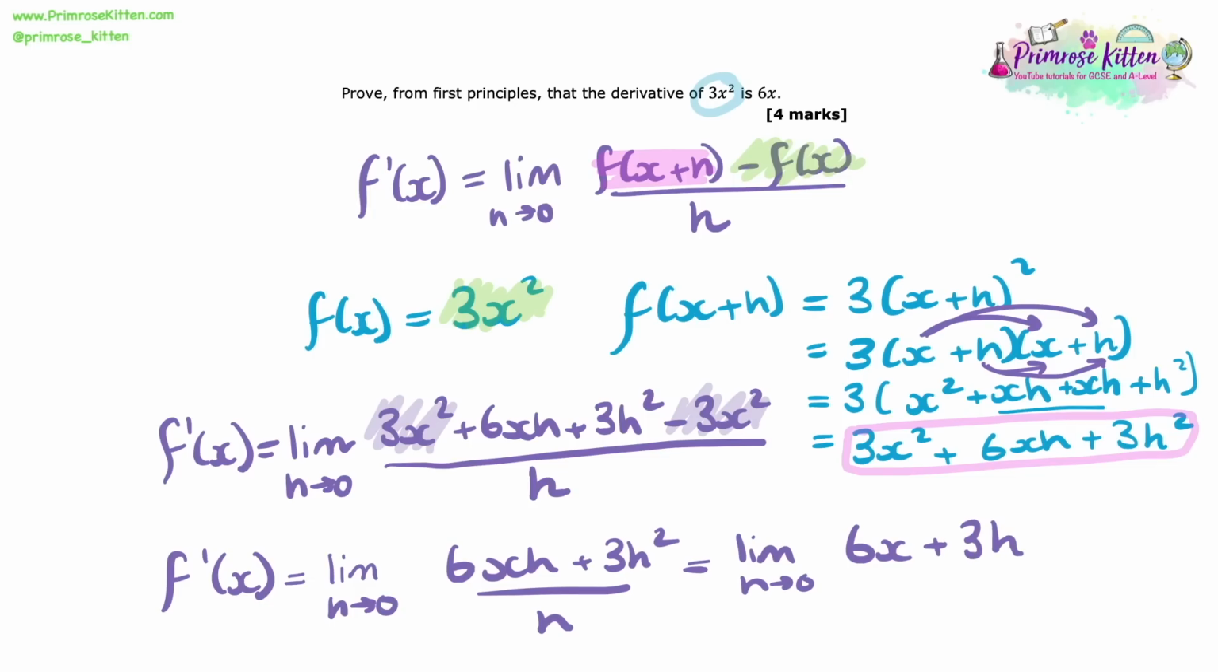Because we're looking at h tending to 0, that's going to affect the 3h part. It's not going to affect the 6x. If h is tending to 0, then 3 times 0 is effectively just 0. So really here, this leaves us with f dash x equals 6x. And so we have shown that the derivative of 3x squared is 6x.